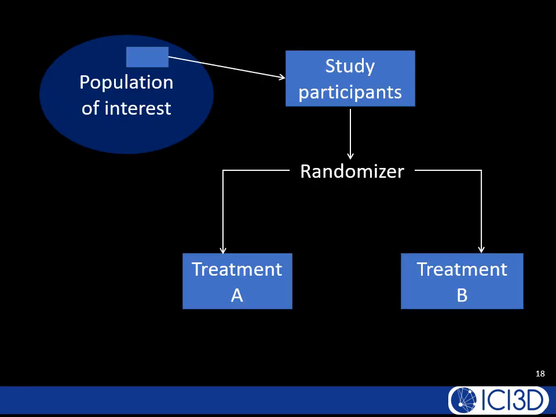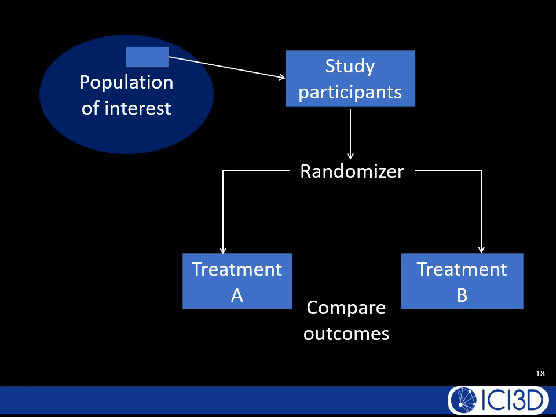Let's talk through a simple randomized controlled trial. We have our population of interest. We sample our study participants, for example, through simple random sampling. And once we've got our study participants, we can use a randomizer to decide on the treatment per participant, here treatment A or treatment B. We can then measure the outcomes, and we can attribute any difference in outcomes to the difference in treatment.